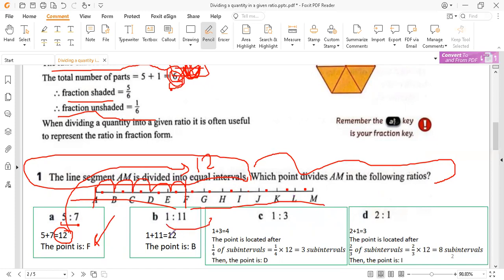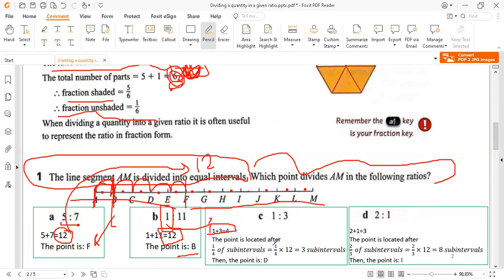Next, 1 to 11. We add them to get 12, the same, easy. Simply, we count the first subinterval starting from A, so we stop at B. So B is the point that we are searching for. Next, 1 to 3: we add both, we obtain 4.